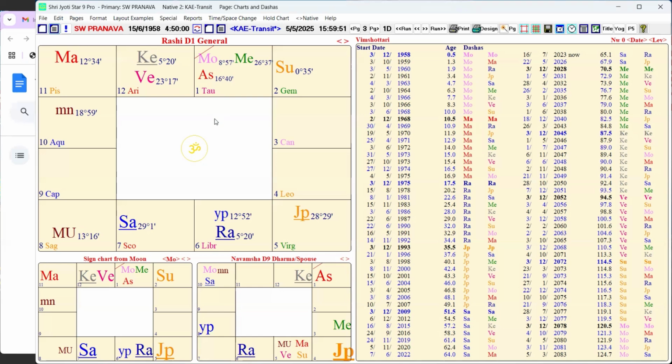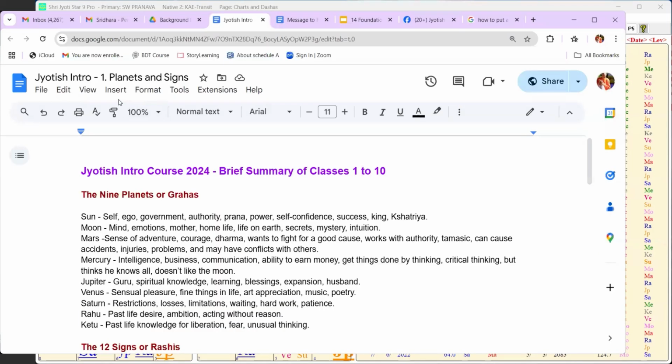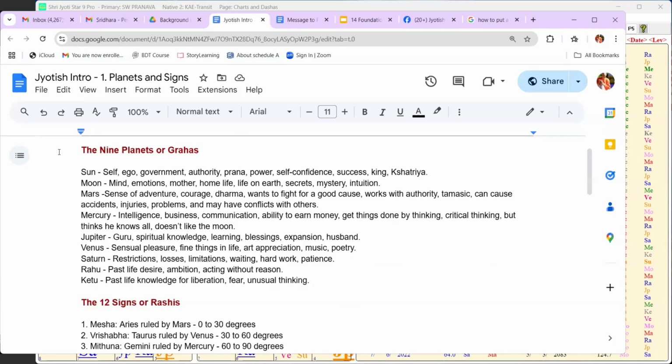And the other thing, there's a nice introduction that I put on the shared folder, and you can get the link to that and just download those files. And I'm going to share that now. So come back here. And so this is the Jyotish Intro Course 2024, brief summary of classes 1 to 10. So the 9 planets or Grahas are listed here. And you can see that there are characteristics of each planet. The Sun is self, ego, government, and so on. So you can read through that. So I suggest you just read through this.